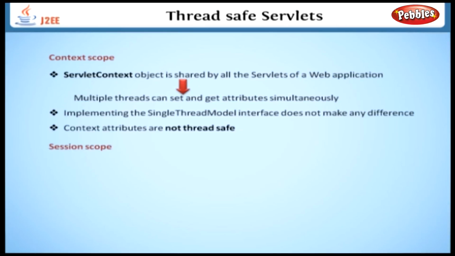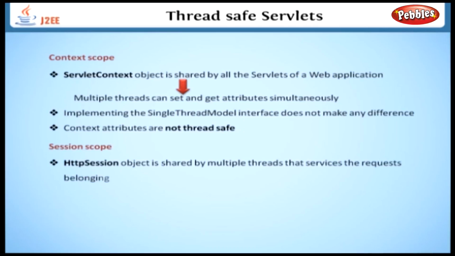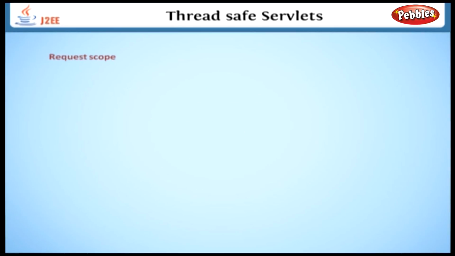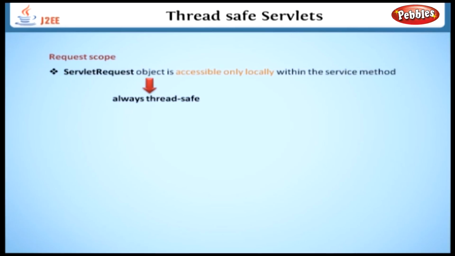Session scope. The HttpSession object is shared by multiple threads that service the requests belonging to the same session. The session attributes are also not thread safe. Request scope. The servlet request object is accessible only locally within the service method. The request attributes are always thread safe.